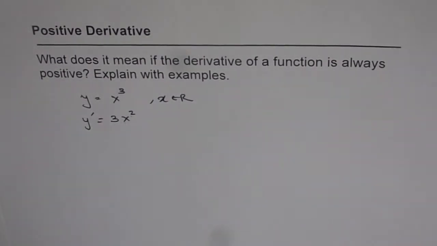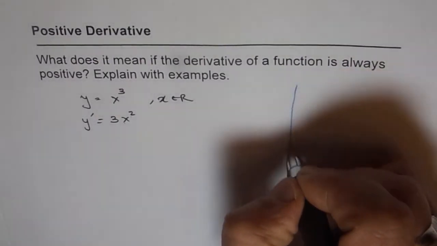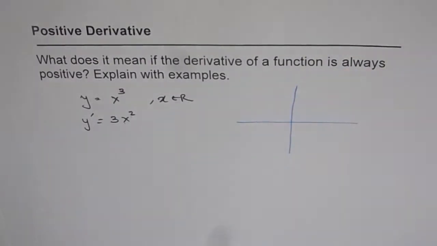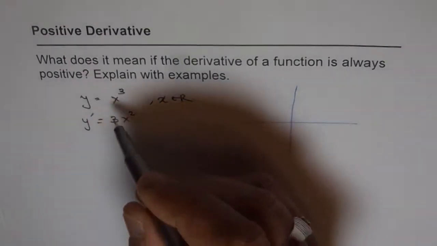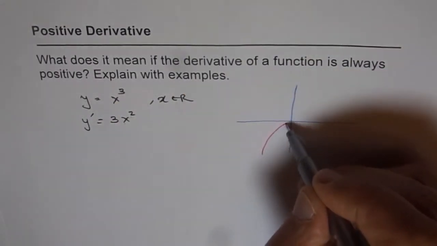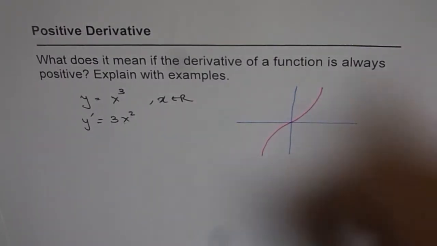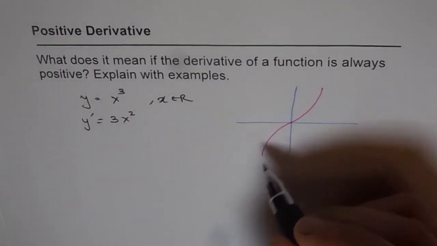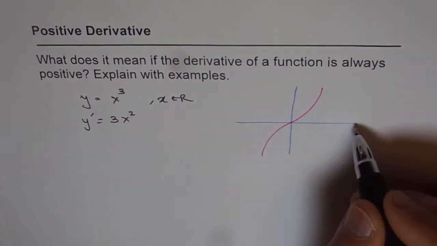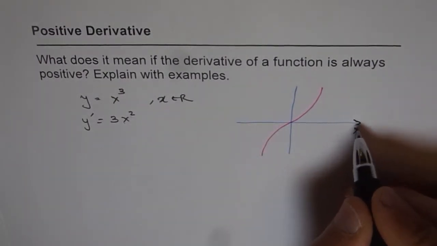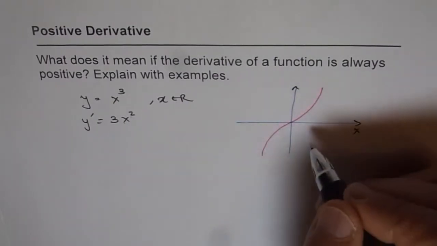Now what does that mean? It really means that the rate of change is always positive, right? Let us say we have a function. Let me draw y = x^3. So y = x^3 is like this. As you can see, the function is always increasing. From negative infinity to positive infinity, the x values which we are considering, the function is always increasing.